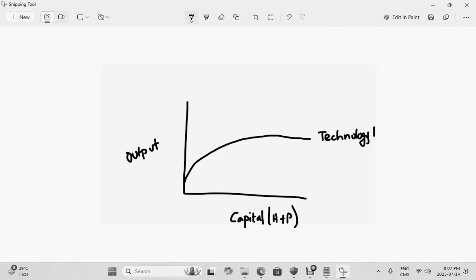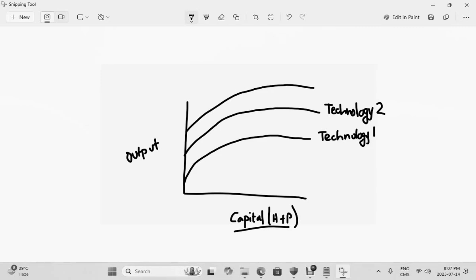Now, as you develop the technology even further, the output goes up, given the same amount of human and physical capital. So this is technology two. The last one over here will have an even higher output than the last two, so this will be technology three.